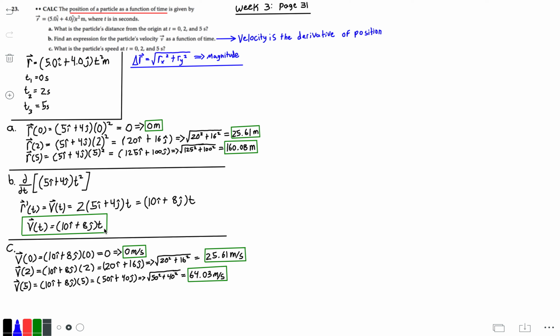From here, we can use this equation for part C, and all we're going to be doing is the same thing that we did in part A of the problem, just plug and chug and solve algebraically. As you can see here, I've solved for all three time values and done the same thing, being left with unit vector notation, then plugging it into the magnitude and getting the actual number in meters per second, the SI unit for velocity.